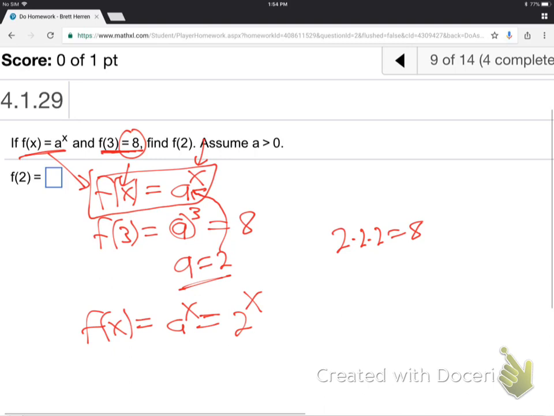Okay, so what? Well, now I can answer the second part of the question, which is find f of 2. Where do I put the 2? In the x. Whenever you plug into a function, you're plugging in for x, aren't you? So f of 2, with 2 in the x position, is 2 to the 2, which is 4, and we're done. 2 squared, 4, we're done. Is that okay? How are we doing?